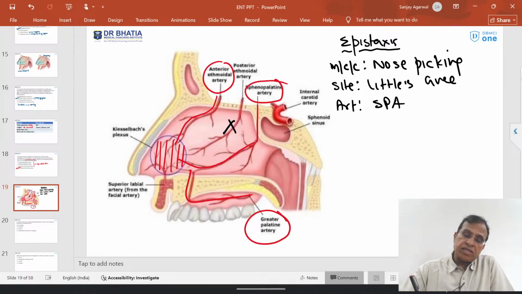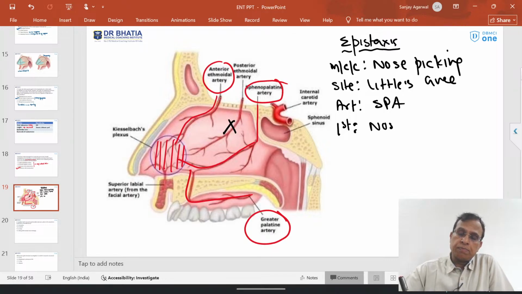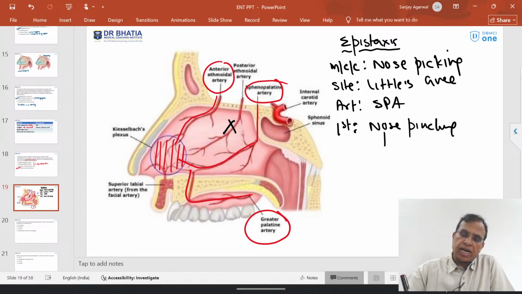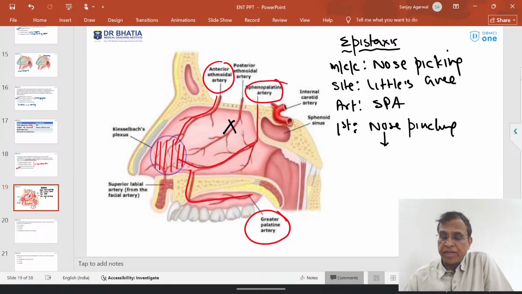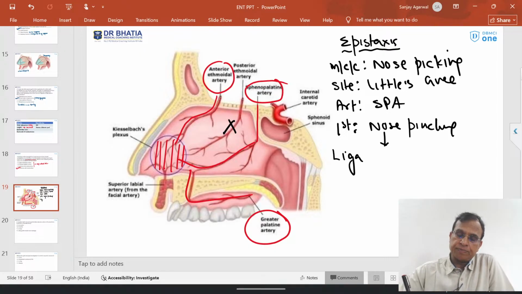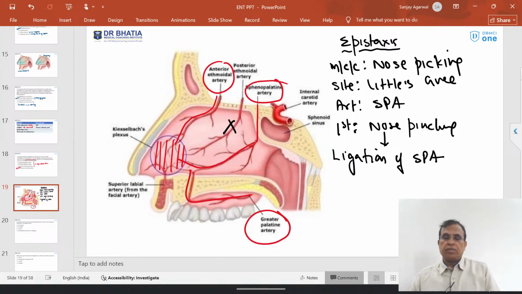And the first thing that I do to stop the bleeding is apply pressure. It's called nose pinching. Nose pinching is the first thing, and if the conventional treatment fails, we do ligation of the sphenopalatine artery. These are the very important gross points about epistaxis that you might want to remember. Right.